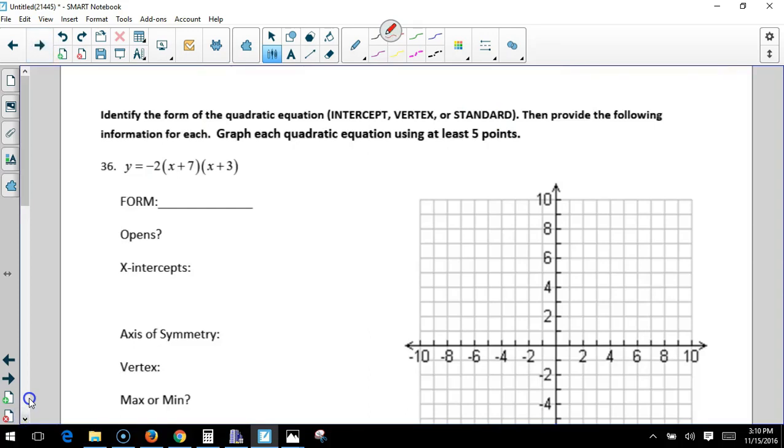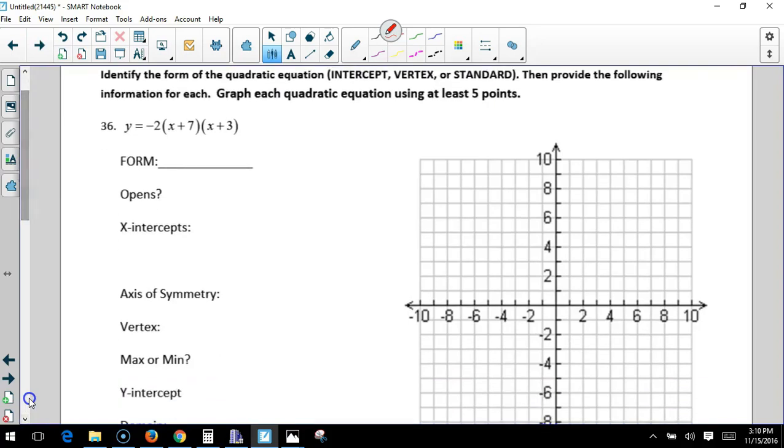Okay, identify the form of the quadratic equation that provides the following information. So, when you have 2 parentheses, those are intercepts. It's going to open down, because it's sad, it's negative. What are the intercepts? Negative 7 and negative 3. I'm going to put those on here right now. The axis of symmetry is going to be halfway in between those. Negative 7 plus negative 3 divided by 2. That's negative 10 divided by 2, so x equals negative 5.